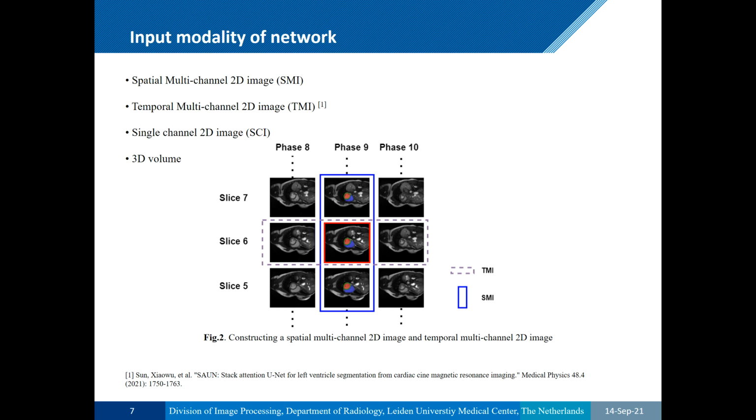As a compromise, a spatial stack and a temporal stack model, as proposed in our previous work, can be used to build multi-channel 2D images, which can provide some spatial and temporal information for the segmentation task.